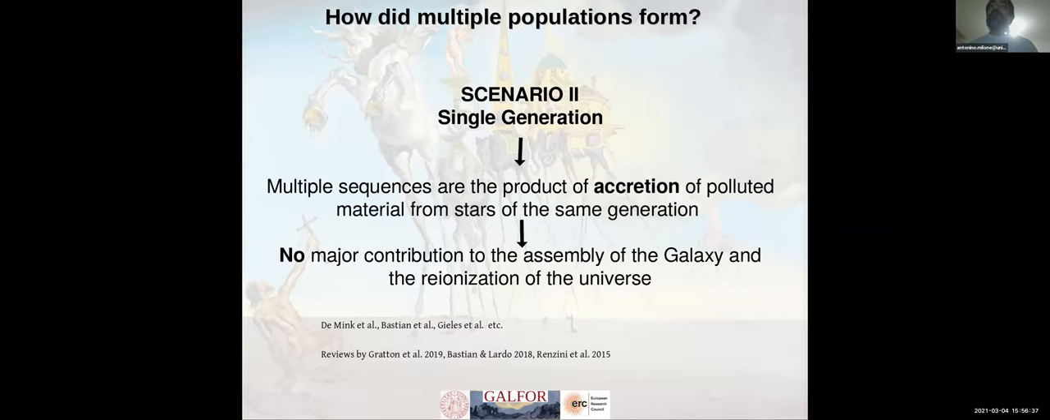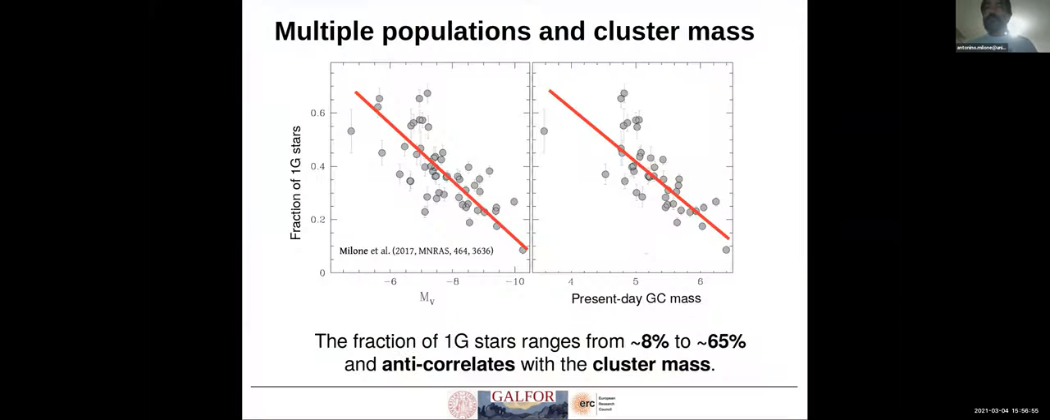Alternative scenarios suggest that there are no multiple generations of stars, all stars formed at the same time, and the crazy chemical composition that we observe in second generation stars actually is the product of accretion of material that has been polluted by stars from the same generation. Let's try to constrain the models, the scenarios, from the observations.